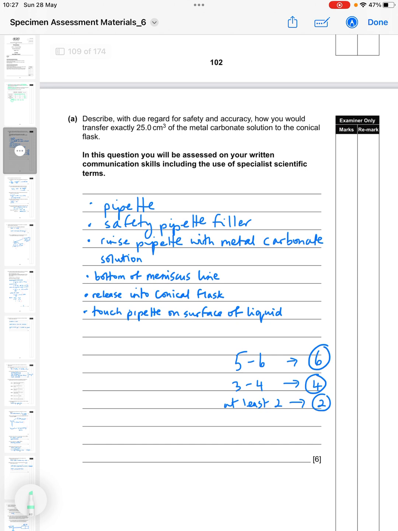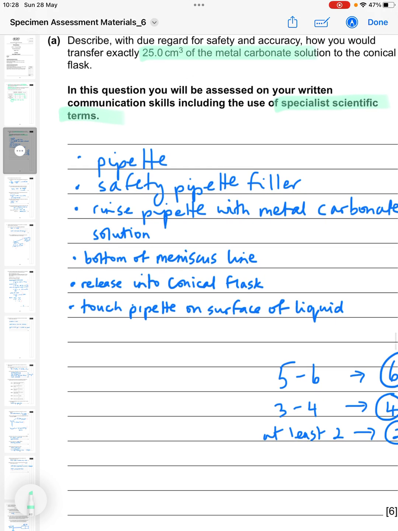Describe with due regard for safety and accuracy how you would transfer exactly 25 cubic centimetres of metal carbonate solution to the conical flask. Specialist scientific terms question, communication. So you would have to write in a fairly logical, sequential way and use the correct words.